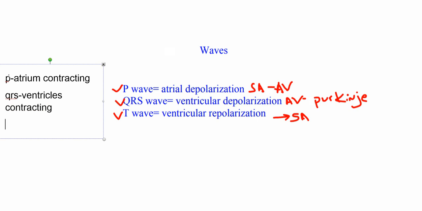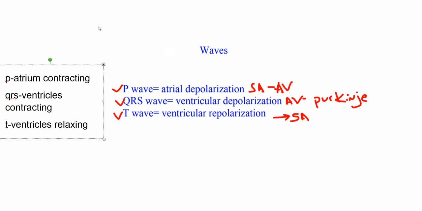And finally, what happens in the T wave? That's where the ventricles are relaxing. They're not contracting anymore. They're not being stimulated, so they relax. Now, you may notice there's somebody missing. When is the atrium relaxing?